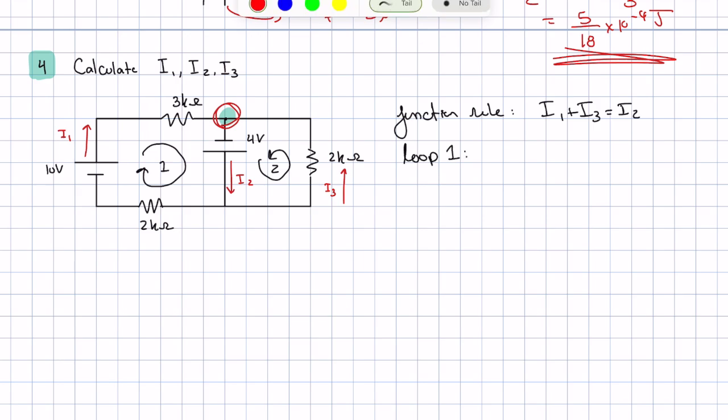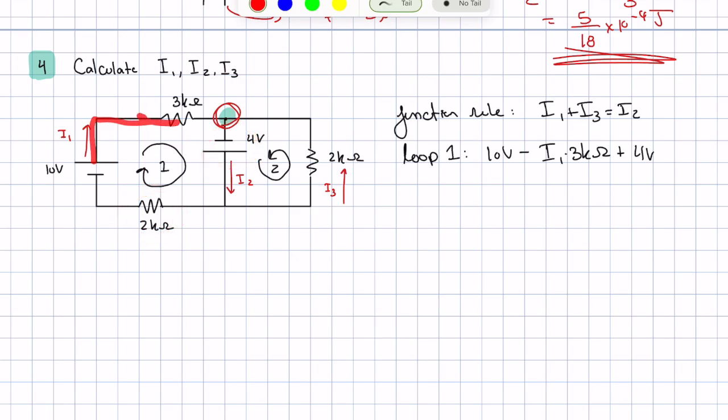Usually you want to draw it starting at some battery and then following where you think the current is going like this. We then have to add up all of the potential gains and losses. So here we have 10 volts. So 10 volts minus, here we have a potential drop of I1 times 3 kiloohms, plus 4 volts from this second battery, minus I1 times 2 kiloohms.